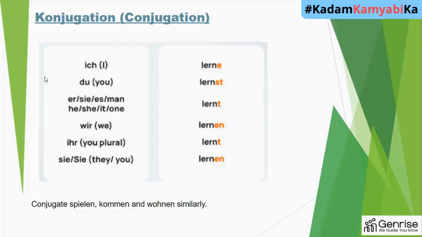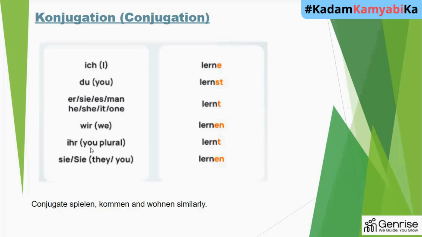So, ich, we have done this already in the last lesson plan. Ich is I, du is you. This capital Sie is you formal. Er, sie, es, or man. Man means one. The one who is standing there is my father, right? In English, we do refer to that. So one is being referred to as man, which is again the third person. Er, sie, es: he, she, it.